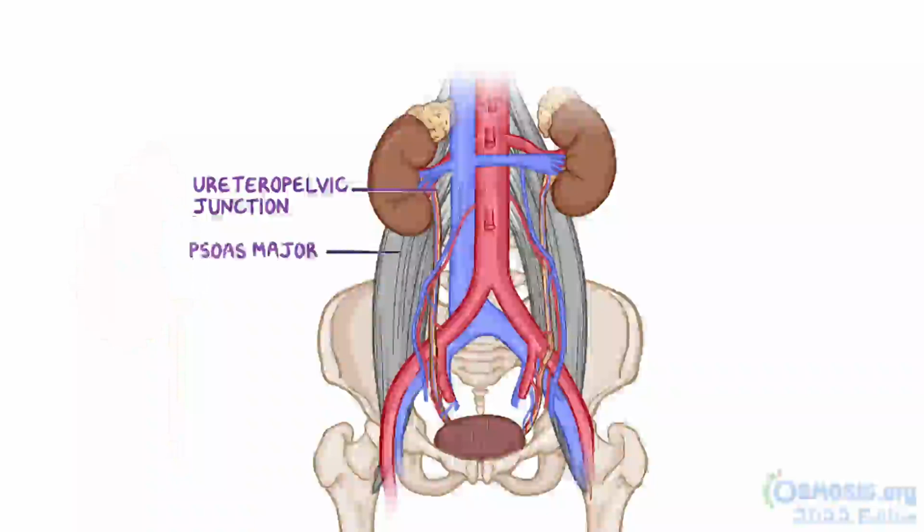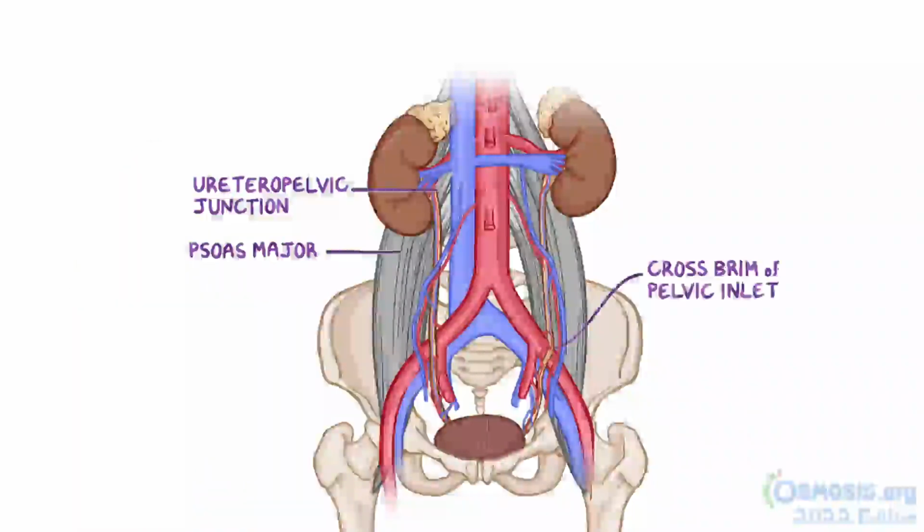When they reach the level of the sacroiliac joints, they cross the pelvic brim of the pelvic inlet and enter the pelvic cavity while also crossing anteriorly to the bifurcation of the common iliac arteries. Then, they turn anteromedially at the level of the ischial spines to enter the urinary bladder.